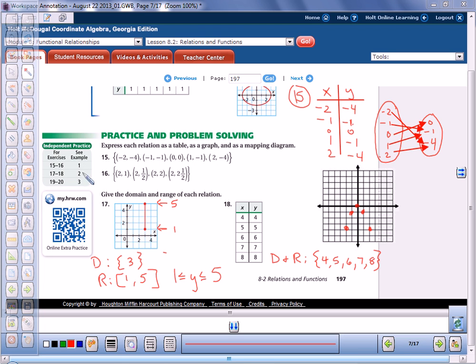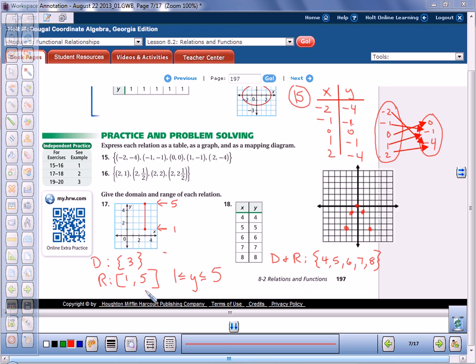Alright, 17. The domain. Do you see on this vertical line? First of all, is this a function? No. Okay. So vertical lines are not functions. This domain is just the number 3. Is every x value on that number line, on this line, 3? Yes. And then the range is an actual interval.